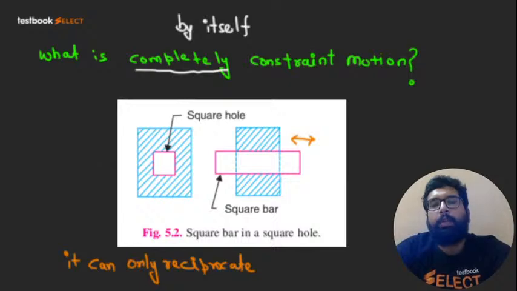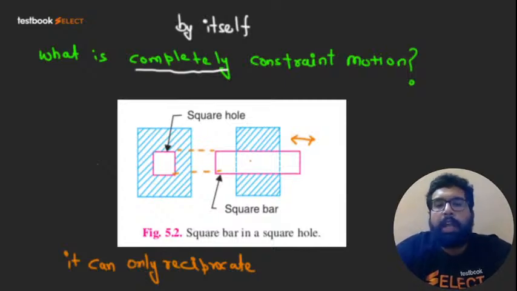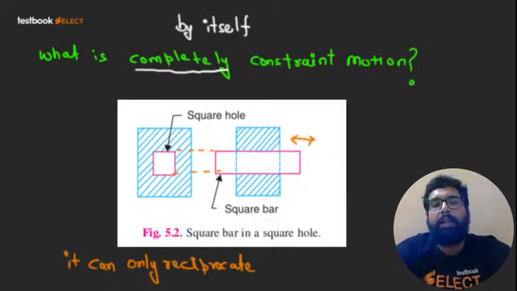No, area has nothing to do here, my dear. It is about motion. From the image itself, you can see that the hole and the bar have the same sort of dimensions, right? Now you tell me, can you do any other motion of this square bar in this square hole other than reciprocation? Can you tell me, my dear? No, sir, we cannot do it.